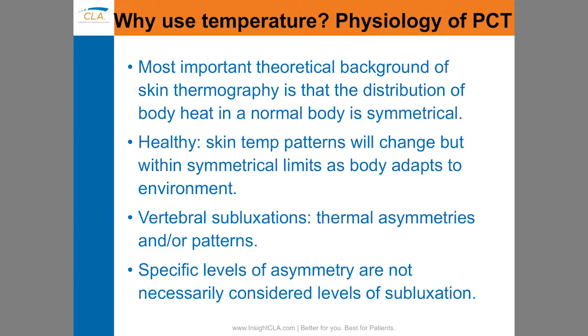So the most important theoretical background of using skin thermography is that the distribution of the body heat in a normal body is symmetrical. That means that in a healthy state, the skin temperature patterns will change, but they'll be within symmetrical limits. So it's really important to know what the normative or standard limits are. And if you go outside of those, and we're going to use an introduction of the studies that indicate what those standard deviations are, you can start to determine whether there is mild, moderate, or severe distortion in the ability to regulate that symmetrical control.